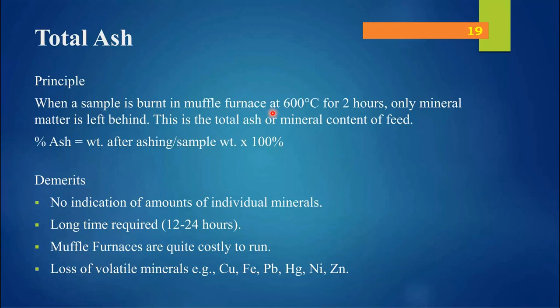So the next one is the total ash. Ash is totally not useful to the animal, and it should be within a minimal limit. When a sample is burnt in a muffle furnace, everyone knows the muffle furnace, at about 600 degrees Celsius for 2 hours continuously, only mineral matter is left, or else everything is incinerated. So this is the total ash or mineral content of the feed.